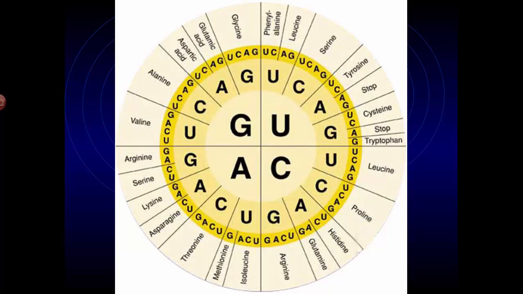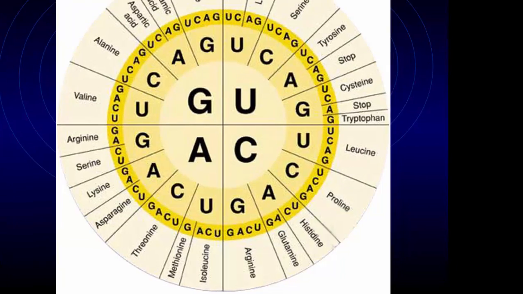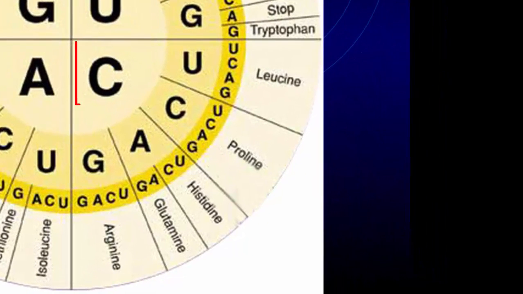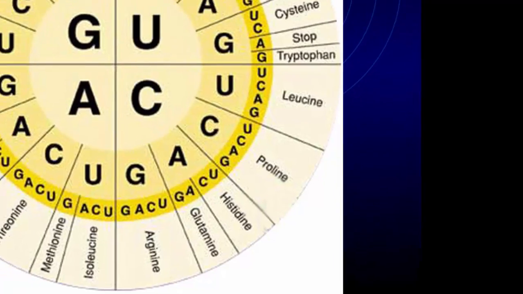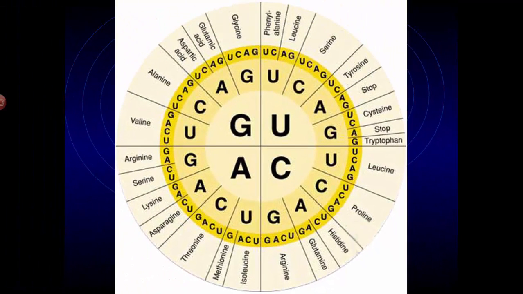Here's another version of it, and you read from the inside out. So CCA would be C, then C, then A, proline. CC anything is proline. See, there you go. There's an example of the degenerate code. If you have CCA and somehow the A gets mutated to a U, it's okay. You still got the right amino acid in there. So it protects you from the effects of mutations.